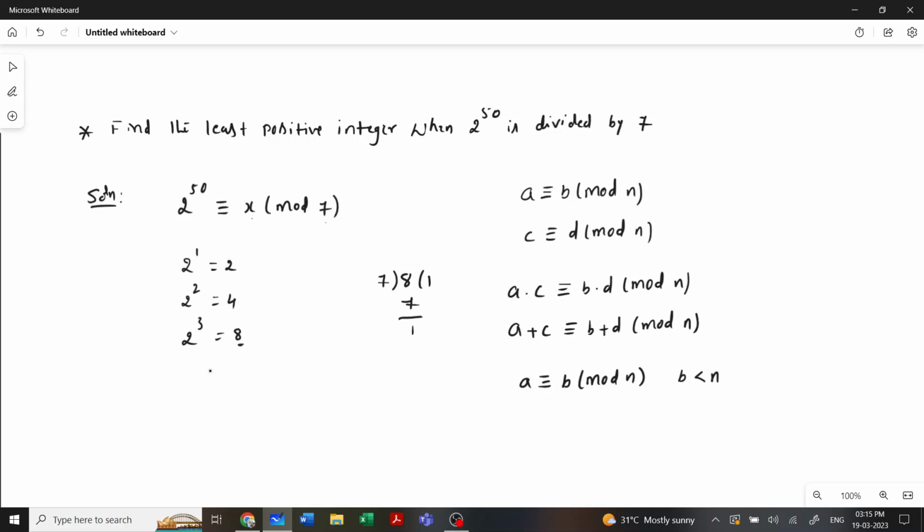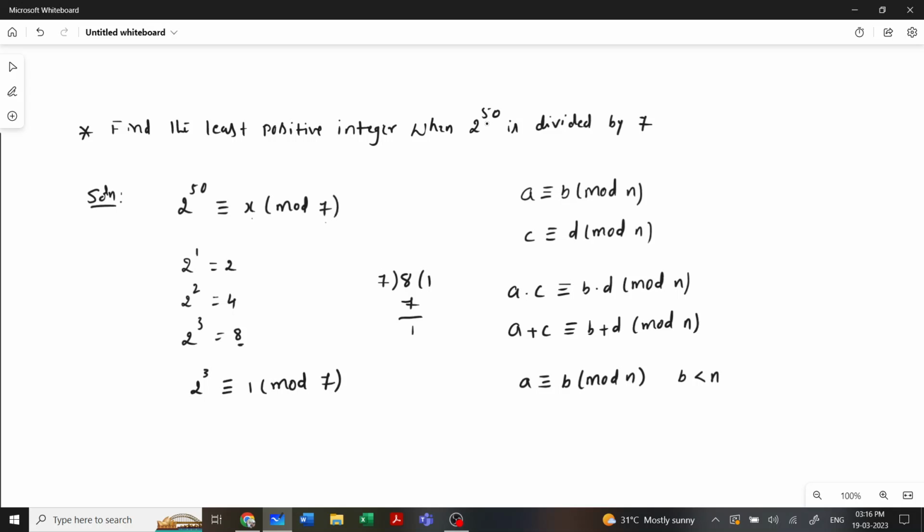So we can take 2 to the power of 3 is congruent to 1 in mod 7. Okay, this is a trial and error method. Go on, give the values to the power of 2 such that whatever number we get, if you divide by 7, mod 7, because the question is divided by 7, then the remainder gives 1. So in this case, 2 to the power of 3 is congruent to 1 in mod 7.